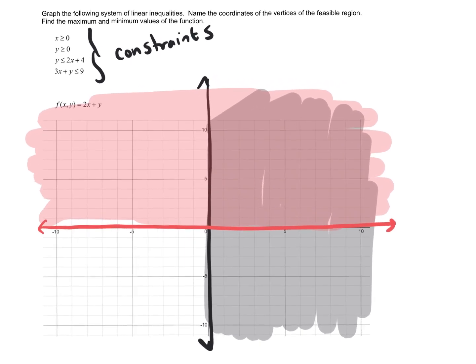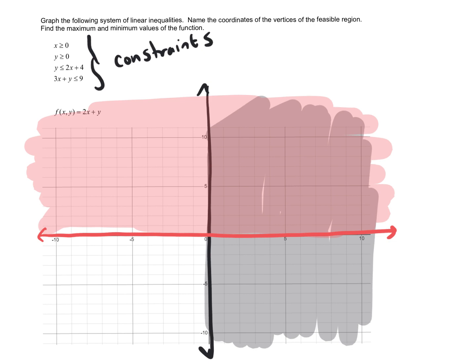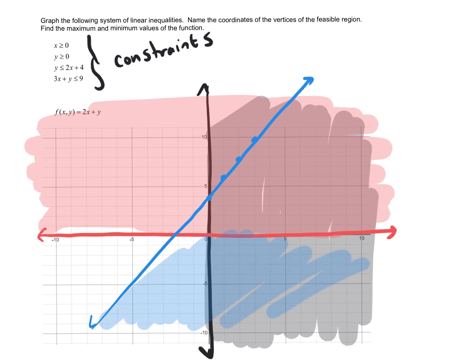Now the next one, y less than or equal to 2x plus 4, is already in the right form. So since it's in that right form, we'll go ahead and start at 4, and we're going to go up 2 over 1, up 2 over 1, up 2 over 1. So it looks like this. Now it is less than, so less than that would be over here. So no real shape yet.